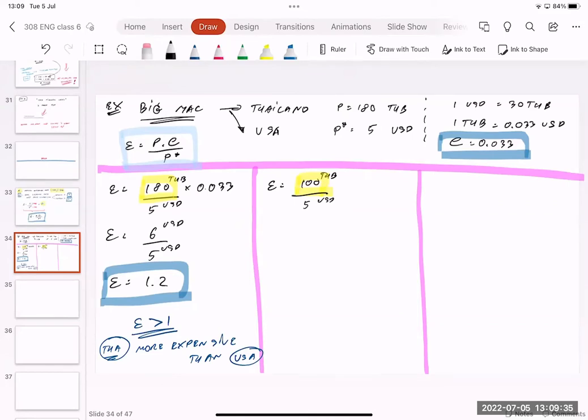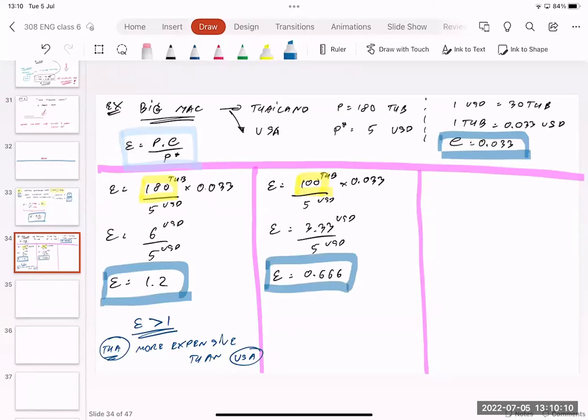Then you can see that the unit is different. I multiply 100 baht with the nominal exchange rate 0.033. So what I get is 3.33 US dollar divided by 5 US dollar. So 100 baht is actually equal to $3.33. So you can see that in this case, the Big Mac in Thailand is cheaper than in USA, right? When you divide 3.33 by 5, you find that the real exchange rate is just equal to 0.666.